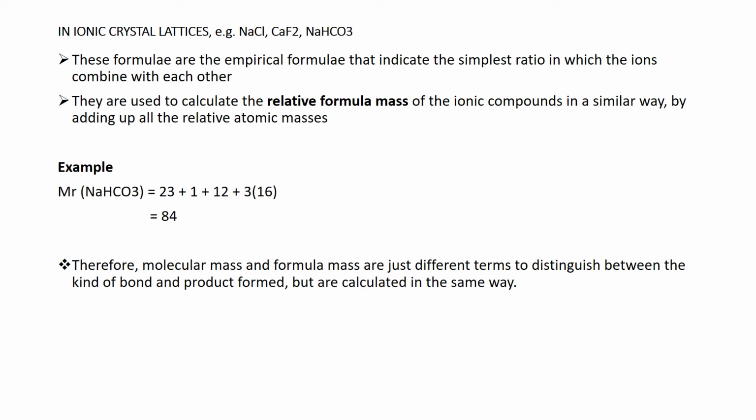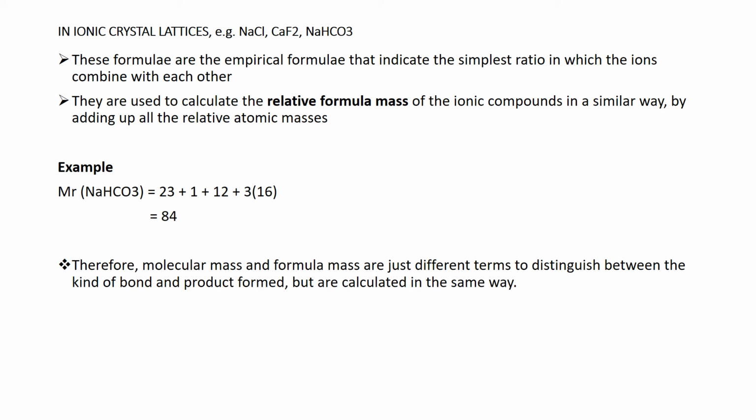So you are going to say 23, which is the atomic mass of sodium, plus 1, which is the atomic mass of hydrogen, plus 12, which is the atomic mass of carbon, and then you add the product of 3 and 16. Where does the 3 come from? It comes from the fact that we have 3 oxygen atoms, and then you get a total of 84. So molecular mass and formula mass are actually calculated the same way, but are used to distinguish between the kind of bond and product formed.